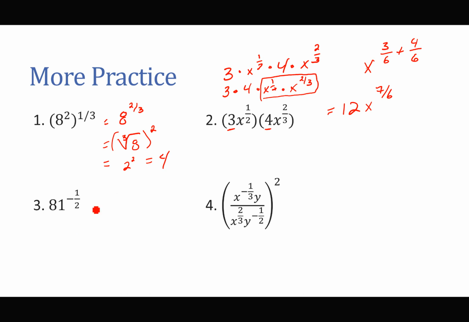All right, with a negative exponent, I could say that's the same thing as, and I'll just write it as a radical right away, 1 over the square root of 81. So really, this was 1 over 81 to the positive 1/2. 1/2 I could write as a square root. And so this is just 1/9.